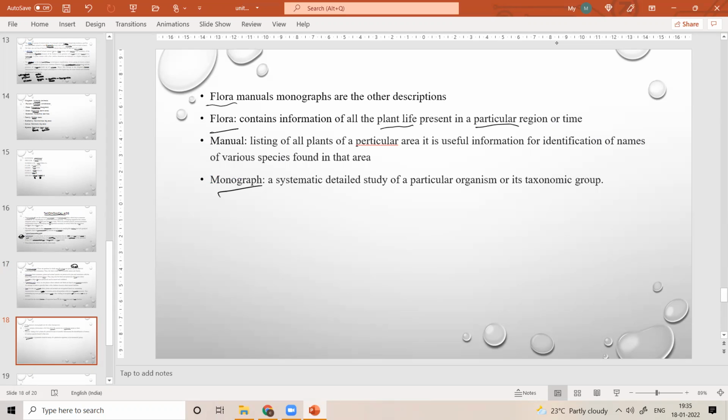Even we also have fauna. Fauna includes the animals, the record of animals. So flora and fauna. Flora is the book which contains the information of all plant life present in a particular region at a particular time. And the other type is manual. Manual is basically a listing of all plants of a particular area. That means what all the plants are.